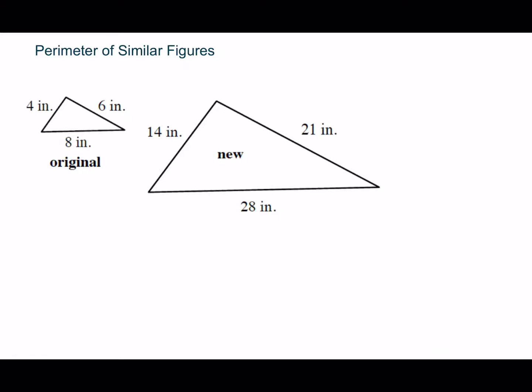We're going to continue talking about similar figures. This time we're going to see how the perimeter and area of similar figures are related to each other. We're going to start with the perimeter. We're going to start with these two similar triangles here.